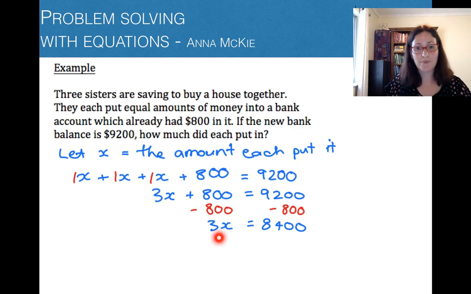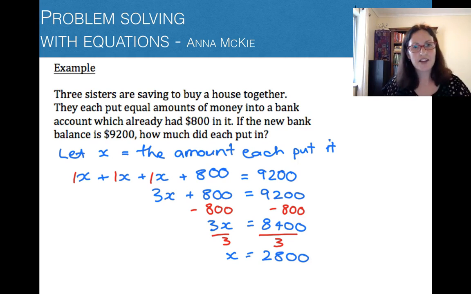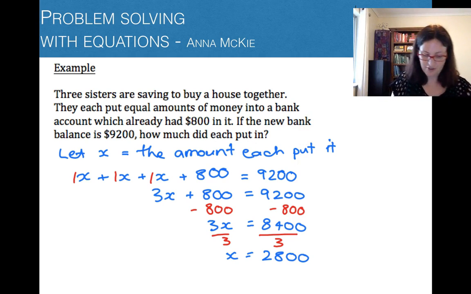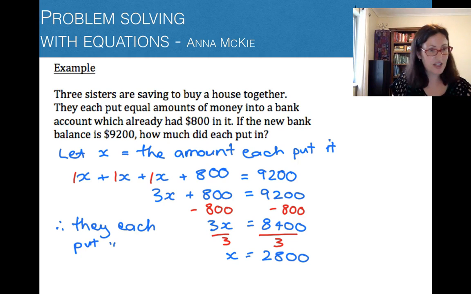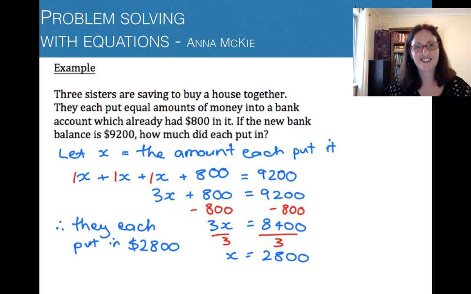We have to do the opposite of multiply by 3, which is divide by 3, and we are left with 2,800. Don't just leave it there. Go back and read the question, which was, how much did each put in? So it's asked you a question in words, you should answer in words. So I've run out of room, so I'm going to go over here. They each put in $2,800. And now we've answered the question.